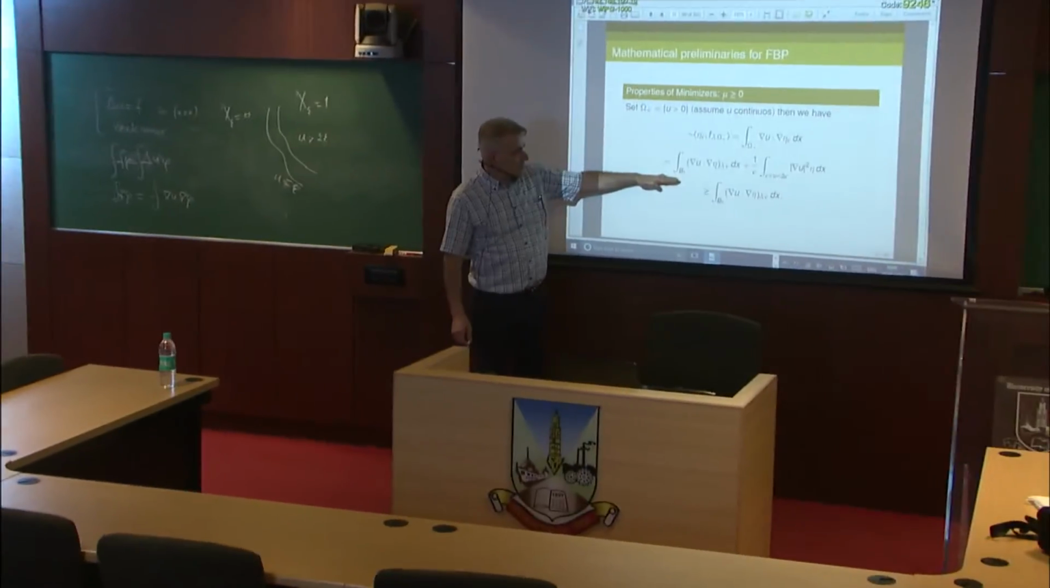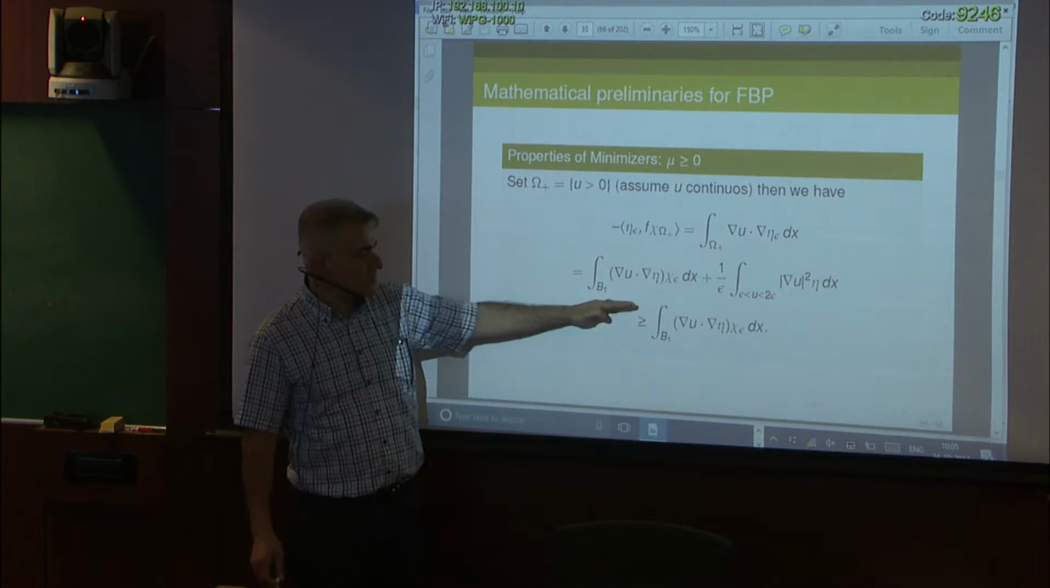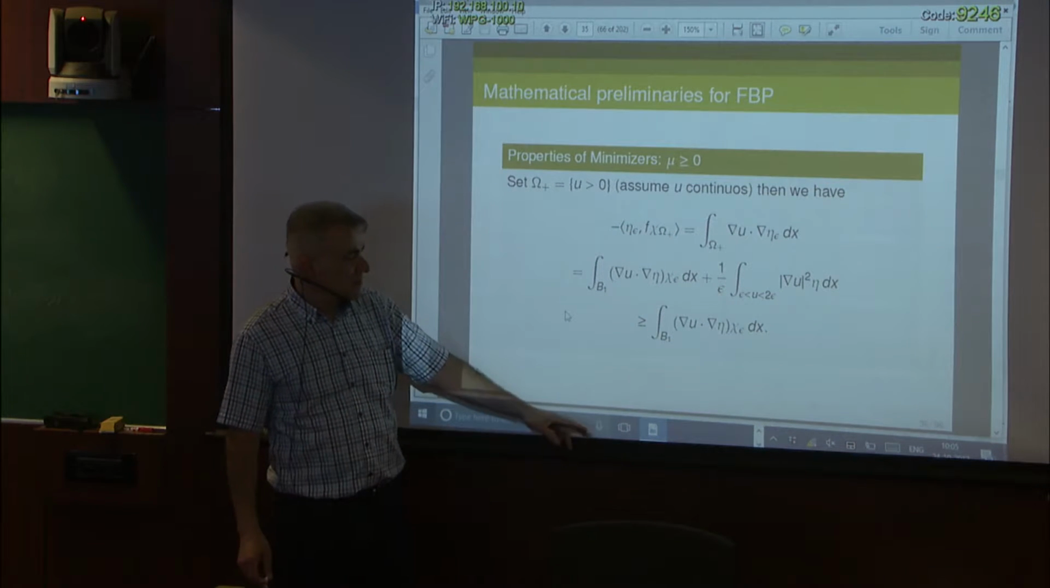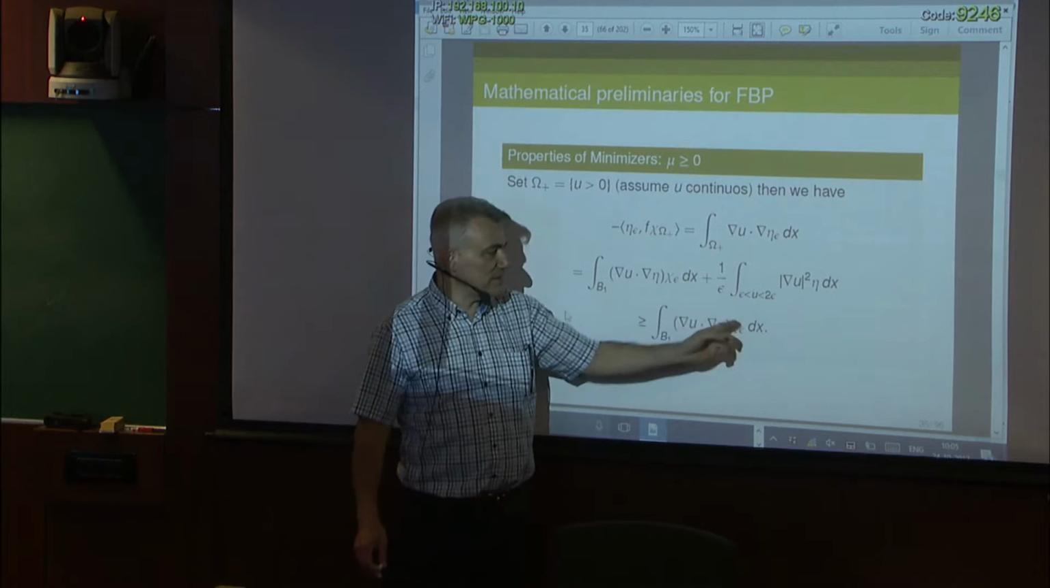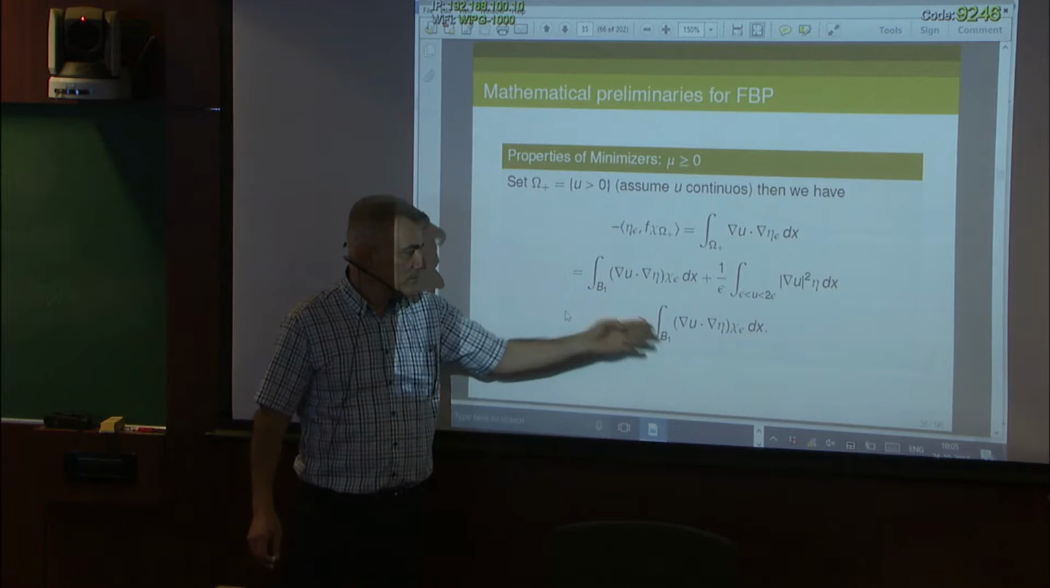Okay, so this is what we get when we apply the gradient to eta epsilon. And of course this guy here is non-negative, so this is larger than or equal to just this part.